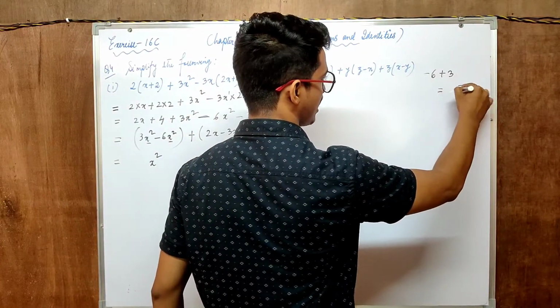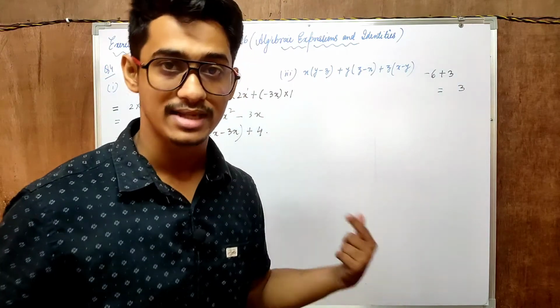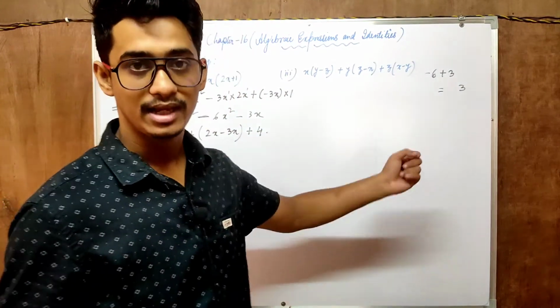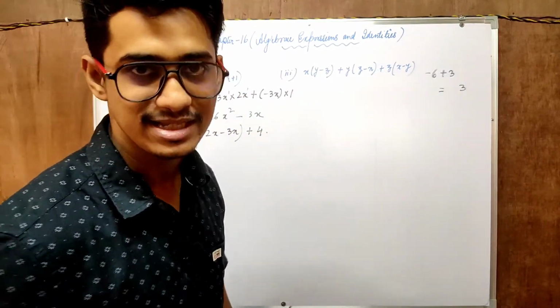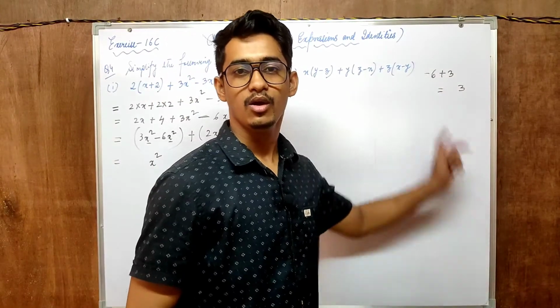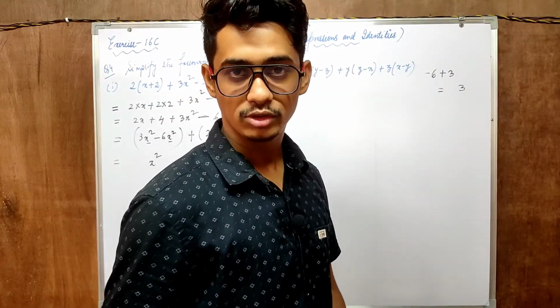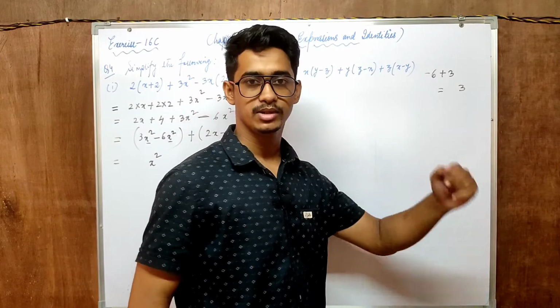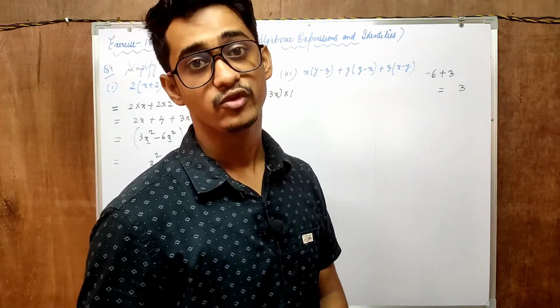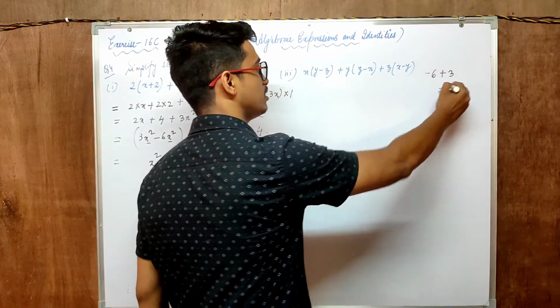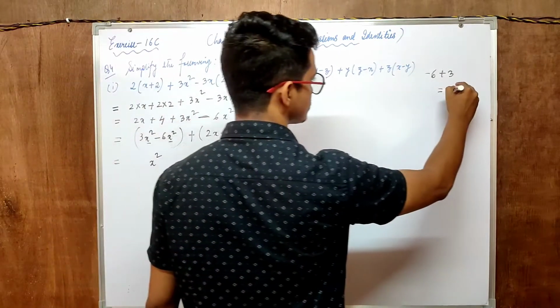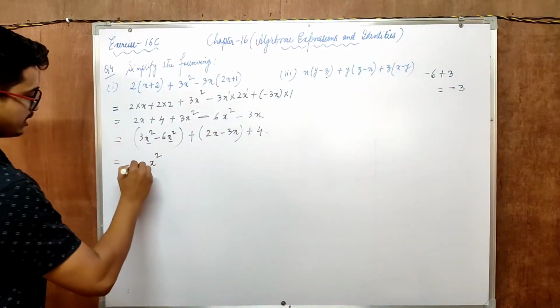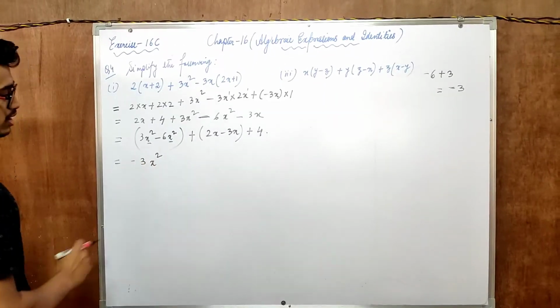Put 3. And different sign is there, so I have to decide what sign should be there in the answer. The easiest process to find it out is to see which is the bigger number among these two. 6 is the bigger number, and what is the sign associated with 6? That is minus. So the answer will be in minus. So that means the answer is minus 3, minus 3 x square will be there.